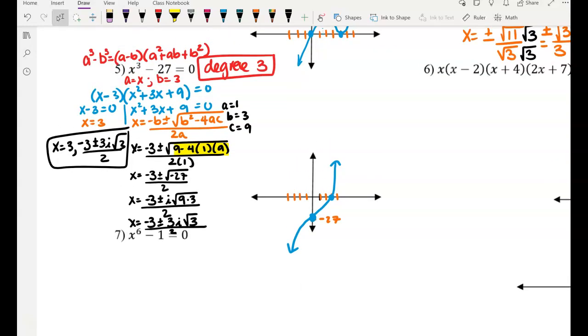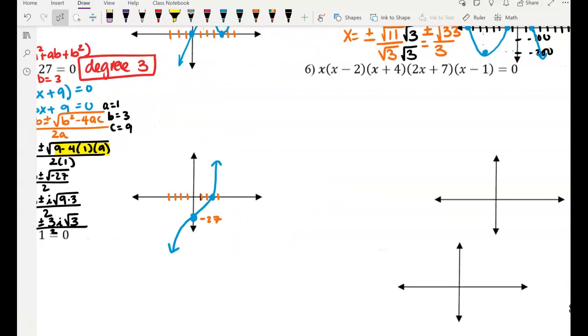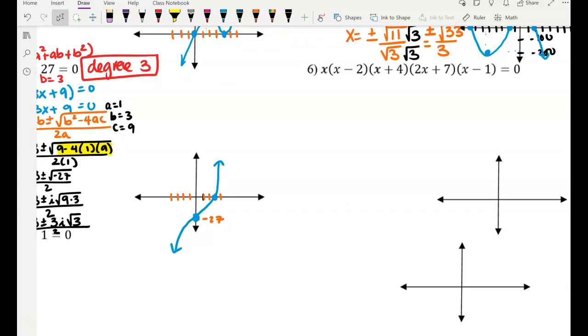Number 6. Oh my gosh. Look at that. X times the quantity x minus 2 times the quantity x plus 4 times the quantity 2x plus 7 times the quantity x minus 1 equals 0. This is actually the easiest one out of all of them. Can you guys see that it's already factored out for us? So if it's already factored out for us, we just have to take each factor and set it equal to what? 0.